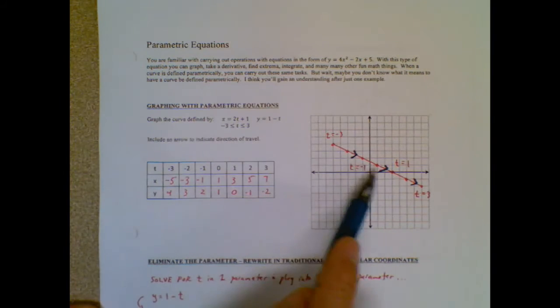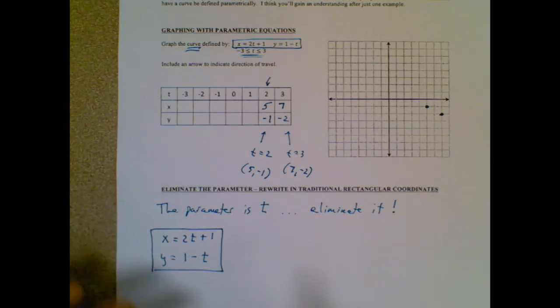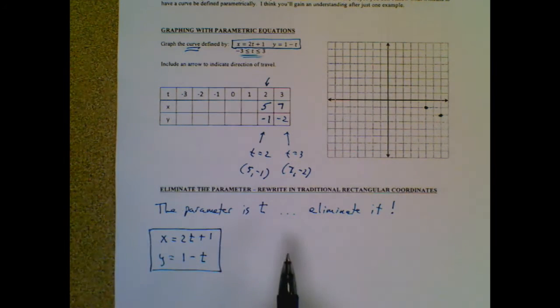In this case, you could probably break out your y equals mx plus b and get that done, but let's say you couldn't do it because it was a little bit more complicated. So what we're going to do here is this thing called eliminate the parameter. So how is it that we can take this set of parametric equations and turn it into a good old-fashioned y equals equation, or a rectangular equation?